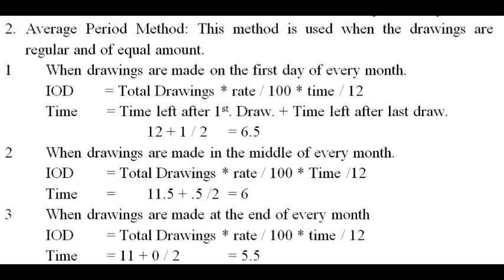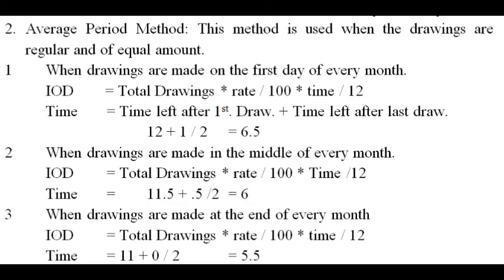Middle means the first drawing was made on 15th of April. How many months remaining? 11.5. The last drawing was made on 15th of March. How many months remaining? Half a month or 15 days. So 11.5 plus 0.5 divided by 2, that is 6.